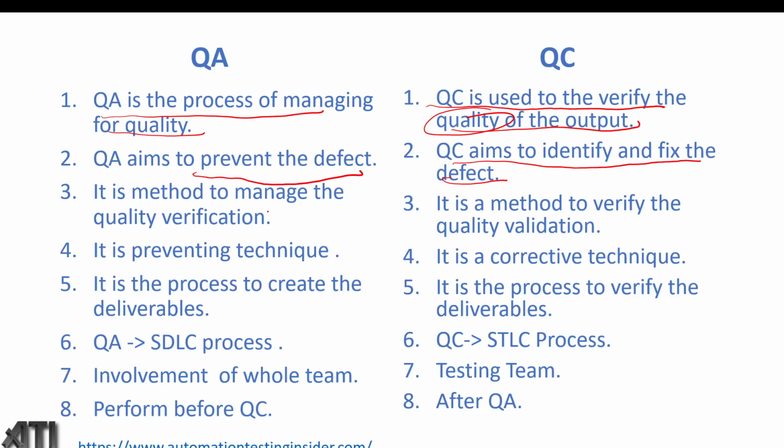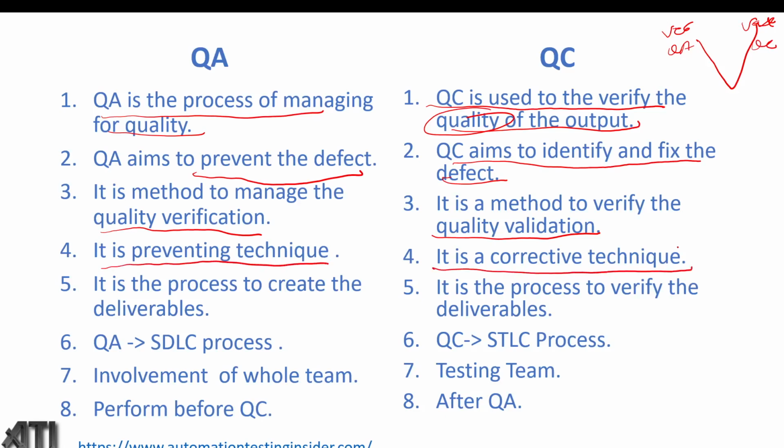It is a method to manage the quality verification. It is a method to verify the quality validation, which I spoke about in the last video. One side of the V model is called verification, and the other is validation. The left side is verification and the right side is validation. So this is quality assurance and this is quality control. QA is a preventive technique, it prevents the defect. QC is a corrective technique. QA is the process to create the deliverables.